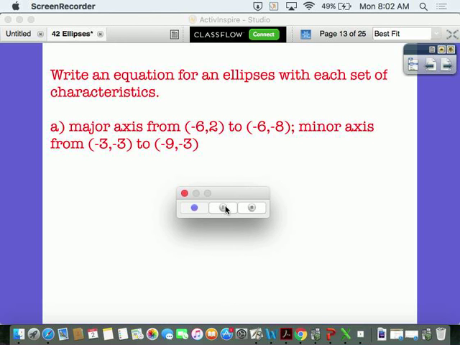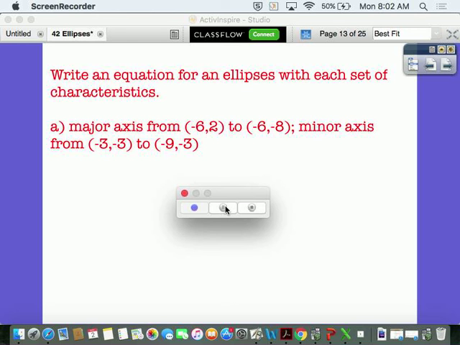Finish our discussion about ellipses. Last class we learned how to graph them and analyze them. Today we're going to learn about how to write the equations and also find the eccentricity of ellipses. So to start, we're going to start with writing an equation for an ellipse with different characteristics.